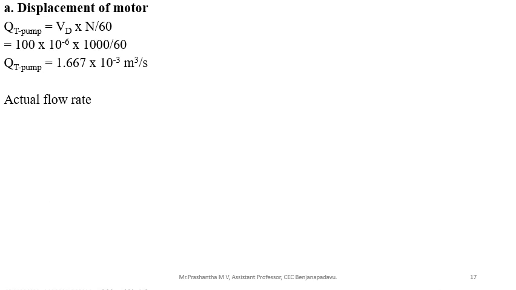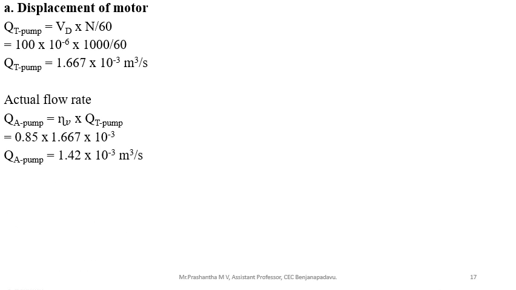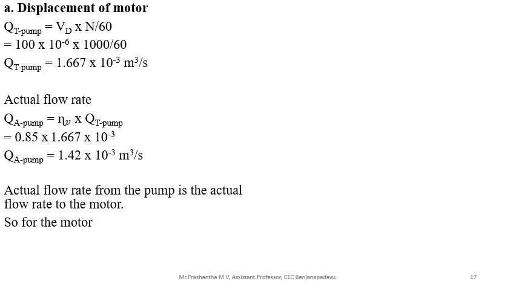Next is the actual flow rate. The actual flow rate of the pump equals volumetric efficiency into theoretical flow rate of the pump. The theoretical flow rate of the pump, the answer is in our hand. Just substitute the value, and volumetric efficiency is given as data, that is 0.85. Simplify this, we will get the actual flow rate of the pump as 1.42 into 10 to the power of minus 3 meter cube per second. Now we'll move on to the motor end.